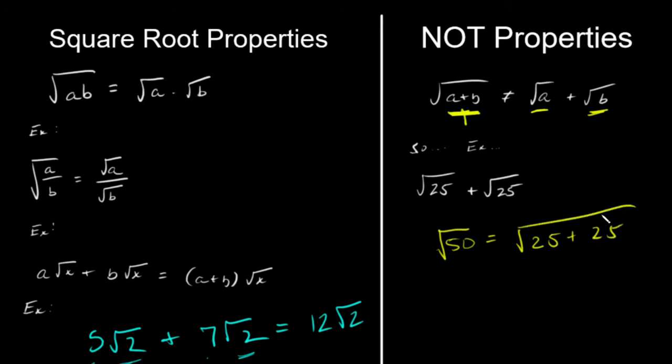Here we go. I misspoke. So the square root of 50 is equal to the square root of the quantity 25 plus 25, right? Because that is just 50. We agree with this, right?